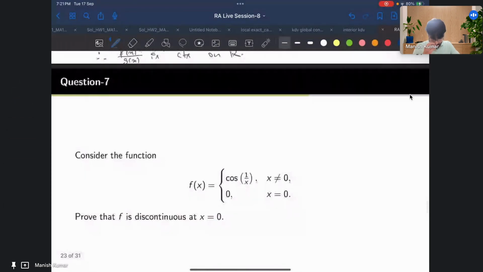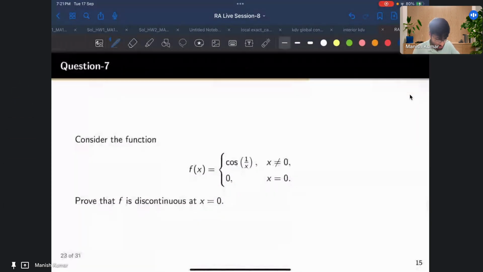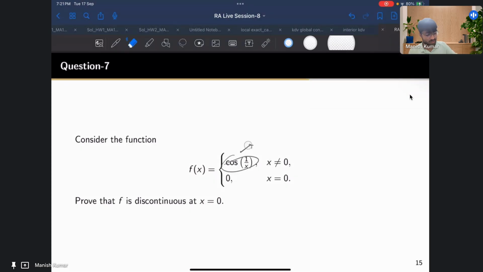Okay, then let's quickly move to the next problem. So here we have this function f(x) given as cos(1/x) when x is non-zero, and at x equal to 0 you cannot make sense of this, right? So you define f at 0 as 0. Now the question is to prove whether this function is continuous or discontinuous. Here it's given that you have to prove that f is discontinuous at 0.